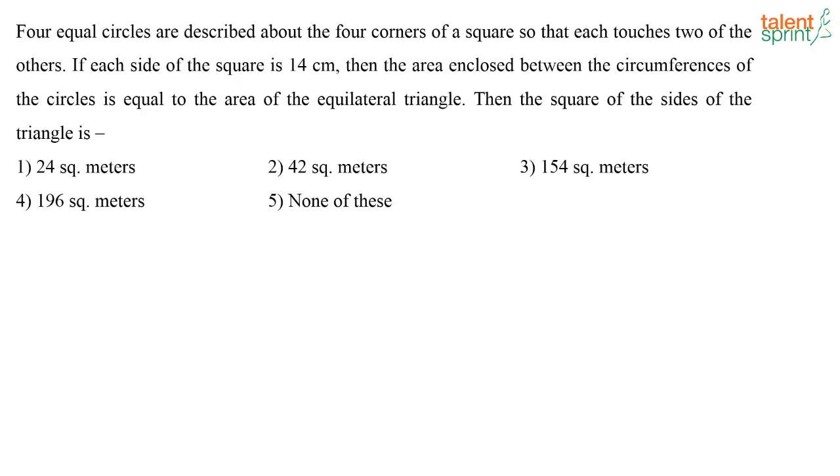So generally when such questions come, see, normally they ask 4 equal circles are inscribed. Okay, that's the very common question that you see. Here they are talking about described. So how you draw the figure is very important. So how will you draw this figure? See, you have a square, okay, and 4 equal circles are described about 4 corners of the square, means this is how the circles will be.